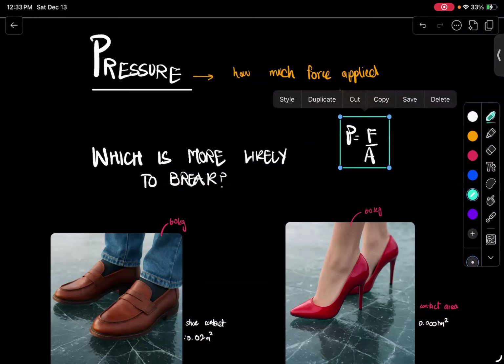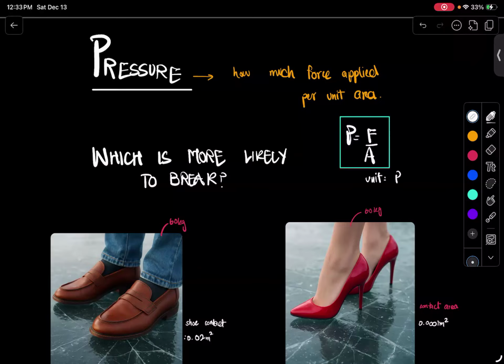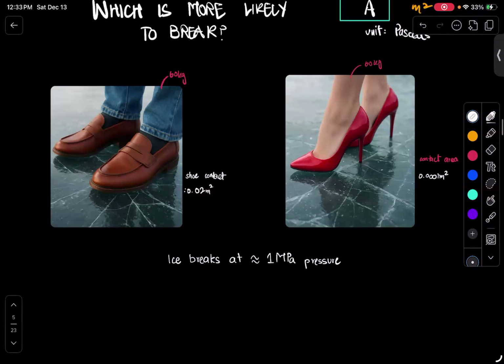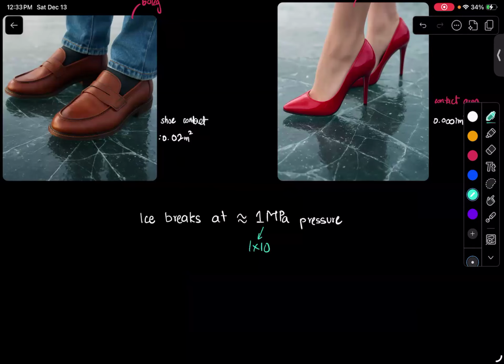Exactly. Pressure is equal to force per unit area, and the units are pascals, or the base units would be newtons per meter squared. Now, for example, we know that ice actually breaks at 1 megapascal of pressure. So 1 megapascal means 1 times 10 to the power 6 pascals. The ice is likely to break.